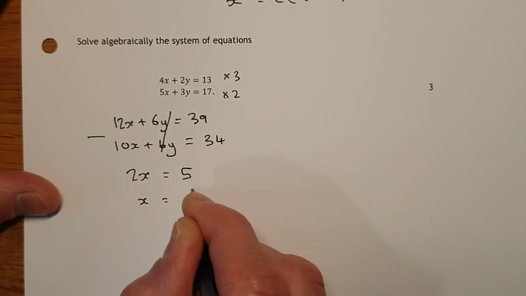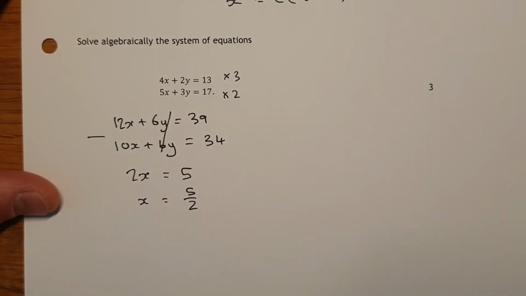Divide by 2, so x is 5 over 2. You can get fraction or decimal answers. You could write that as 2.5. Don't always be put off if you think that looks wrong. You can find out if it's wrong or not by doing a check in a wee while.